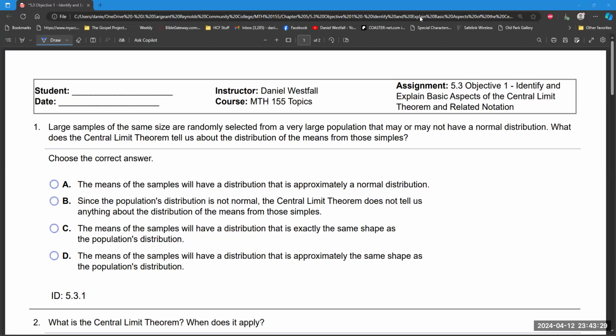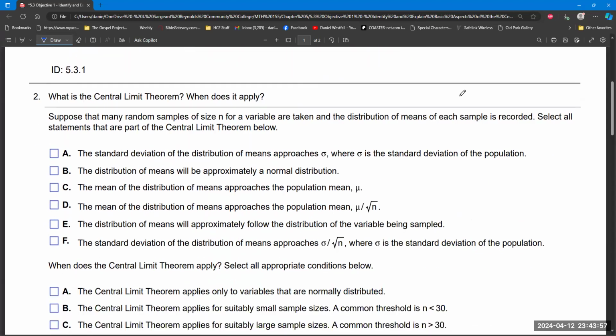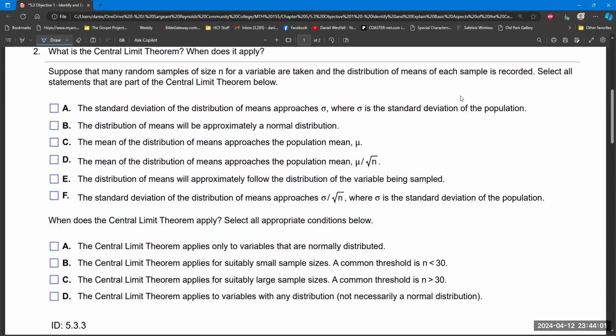The means of the samples will have a distribution that is approximately a normal distribution. We'll talk more about what that normal distribution will look like here shortly. What is the central limit theorem and when does it apply? Suppose that many random samples of size n for a variable are taken and the distribution of means of each sample is recorded. Select all statements that are part of the central limit theorem below.